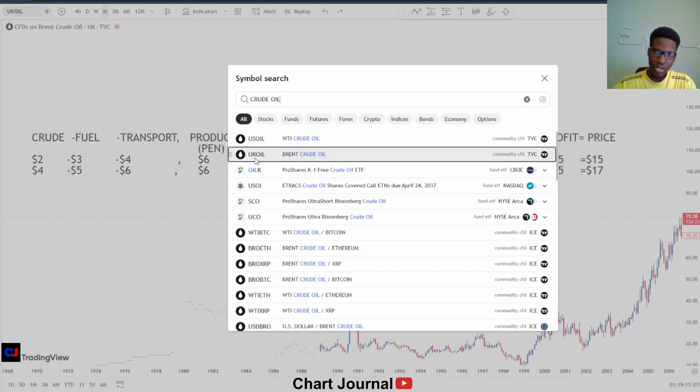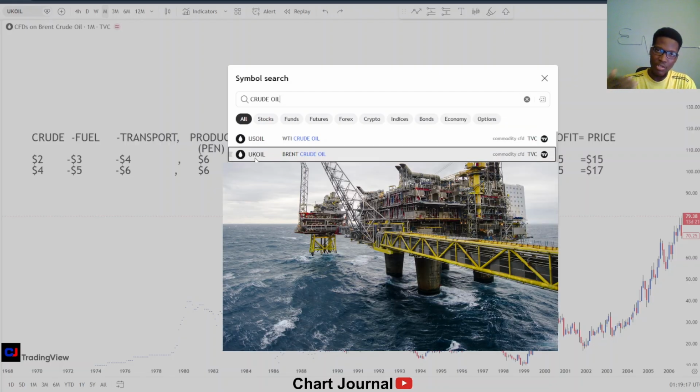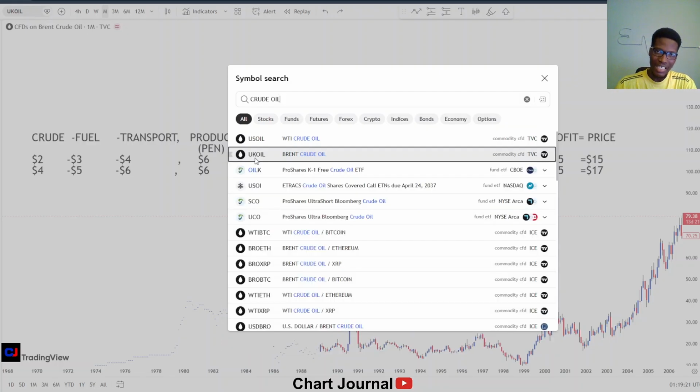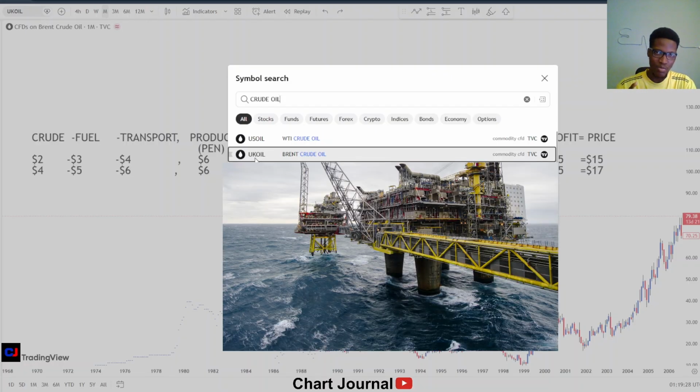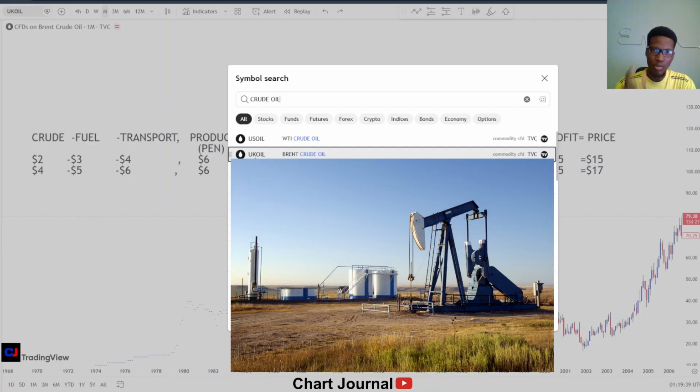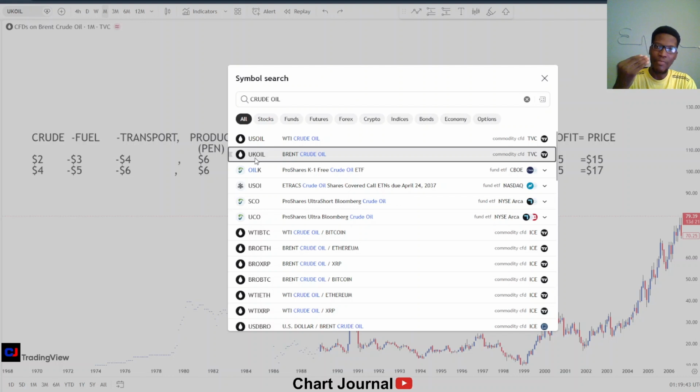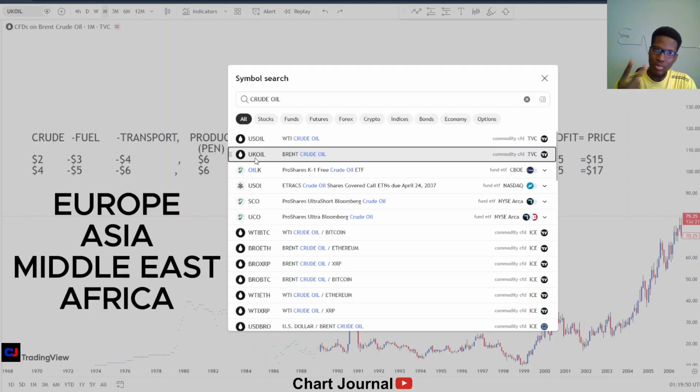As we already know, Brent oil is located in the North Sea in between the UK and Norway. So that is why we have the ticker symbol UK oil, because it's more in the UK waters. So once you hear UK oil, that's the ticker symbol for Brent oil. Once we hear US oil, that is the ticker symbol for WTI crude oil. And WTI crude oil serves as a reference price for the USA. And Brent oil serves as a reference price for Europe, Asia, the Middle East, and Africa.